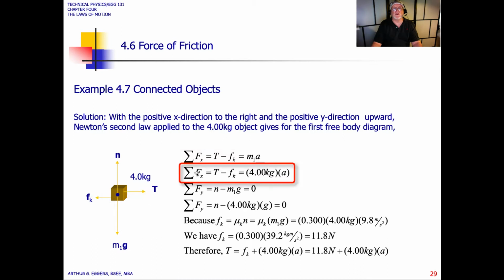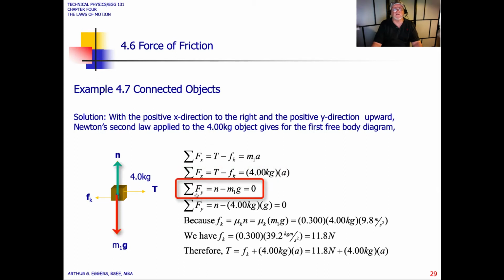So now if we start inserting what we know in our givens, again, the summation of all the x forces, tension minus friction, is equal to 4 kilograms times acceleration. So we're not getting a lot of solutions here, but we are getting a good setup. Since we can't go any farther with that, we need to switch to the other axis. So let's move to the y-axis.